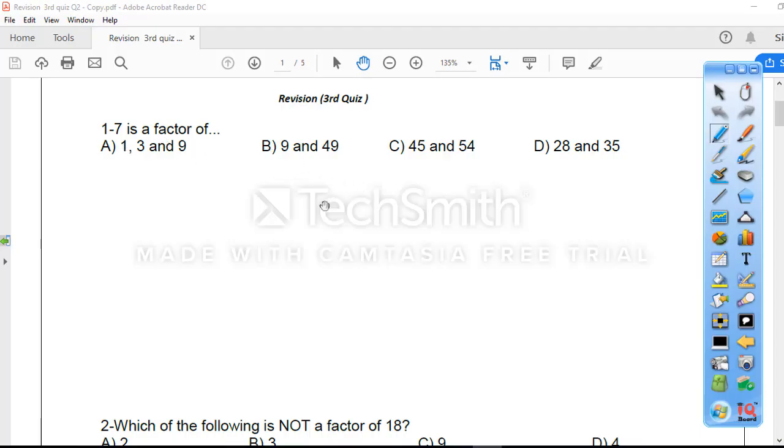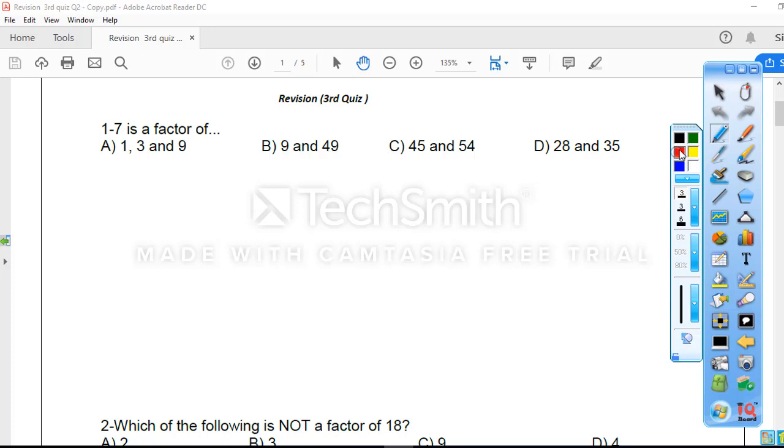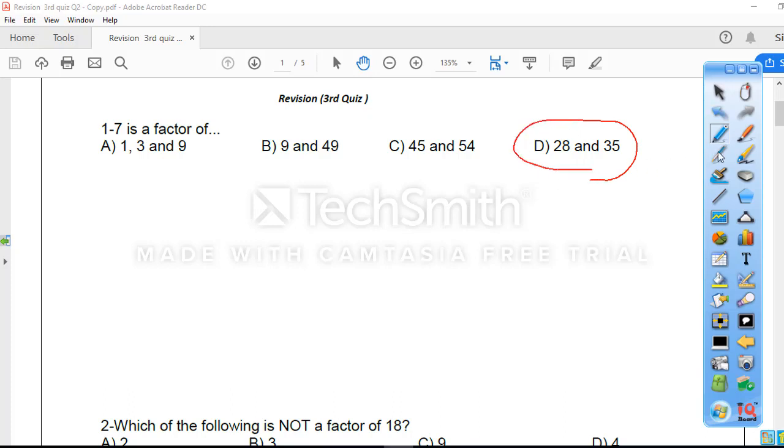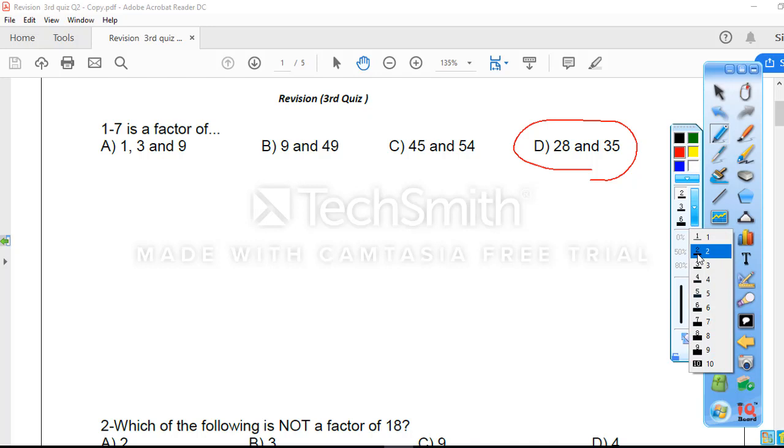Let's start our revision. 7 is a factor of what? Is it a factor of 1, 3, and 9; 9 and 49; 45 and 54; or 28 and 35? It's going to be a factor of choice D, this one. Choice D. Why, teacher, is it a factor of this number exactly? Why is it not A or B or C?